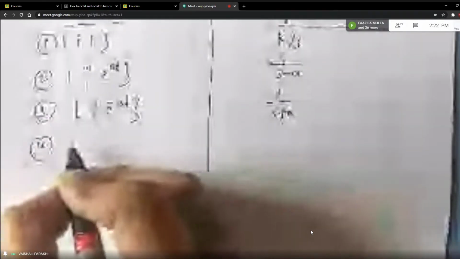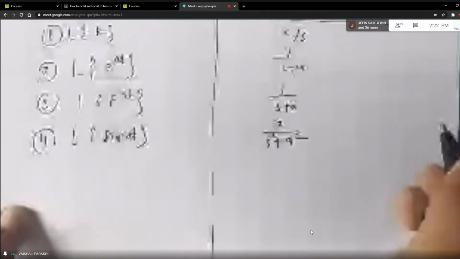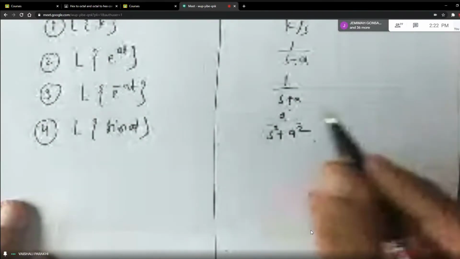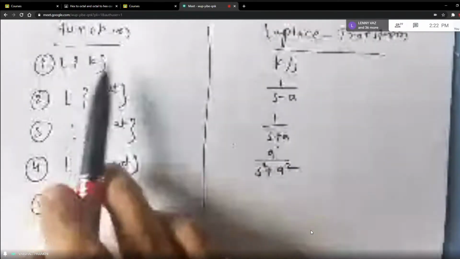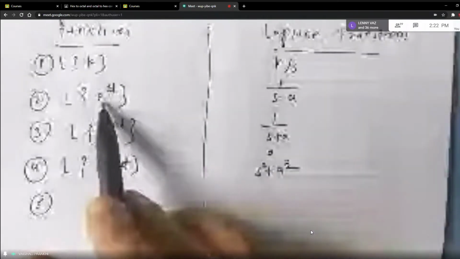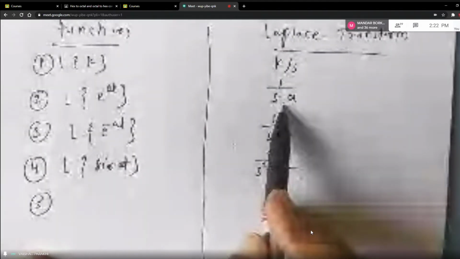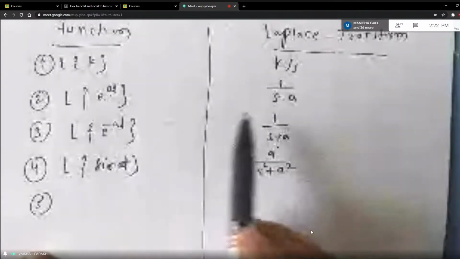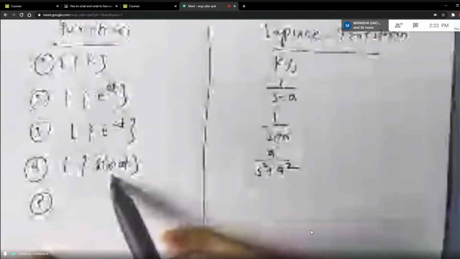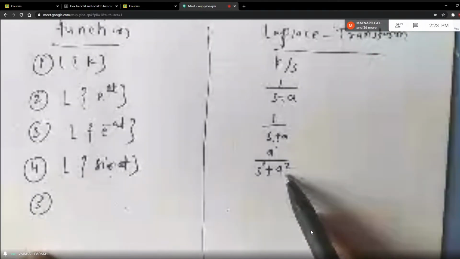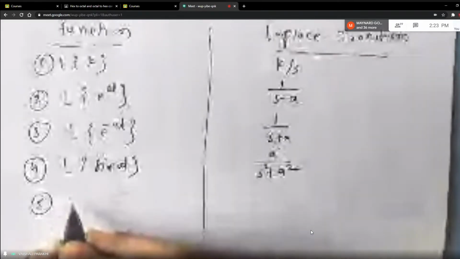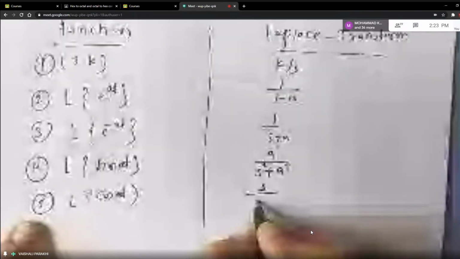And the fourth formula is Laplace of sin at, which is a upon s square plus a square. Okay, writing? I'll repeat. Laplace of k is k by s. Laplace of e raised to at is 1 upon s minus a. Laplace of e raised to minus at is 1 upon s plus a. And Laplace of sin at is a upon s square plus a square. Laplace of cos at is s upon s square plus a square.